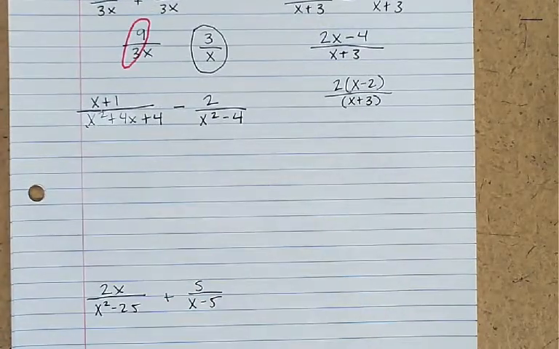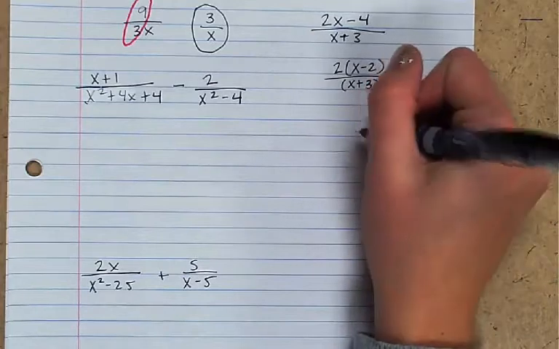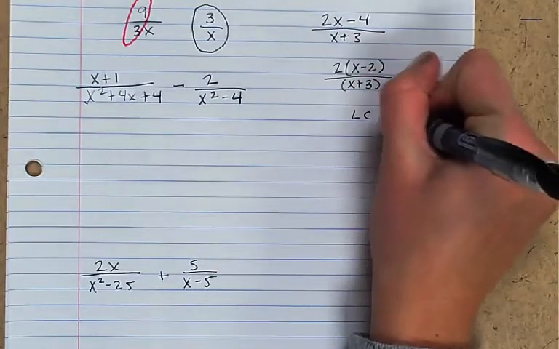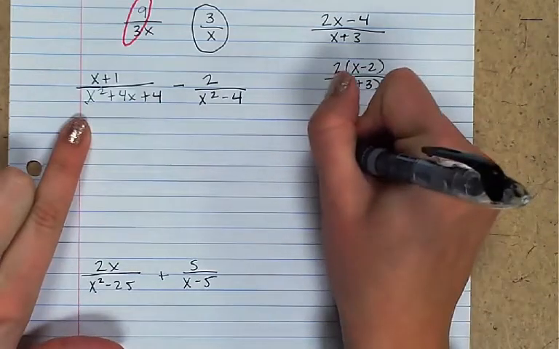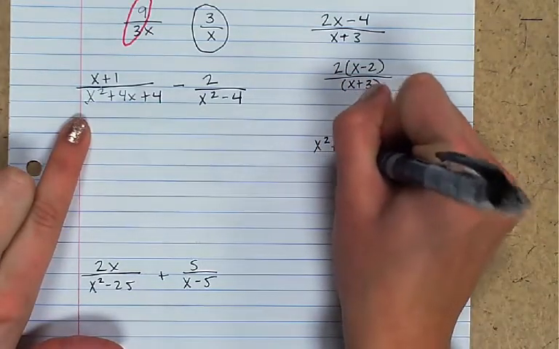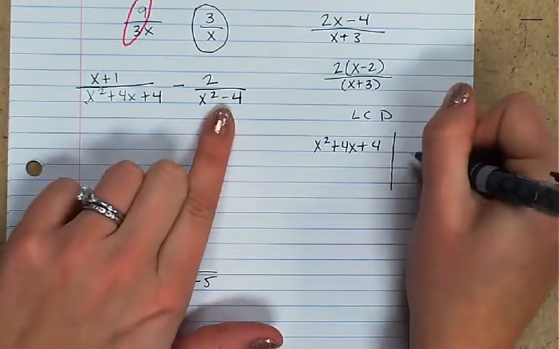Okay, so let's look at the second one here. It says x plus 1 over x squared plus 4x plus 4 minus 2 over x squared minus 4. We don't have common denominators. So what I do, which the lesson in Edgenuity doesn't do, but this is what I do: over on the side, I just write LCD, because I'm going to find the least common denominator over here. I write down what the first denominator is, and I write down what the second denominator is.